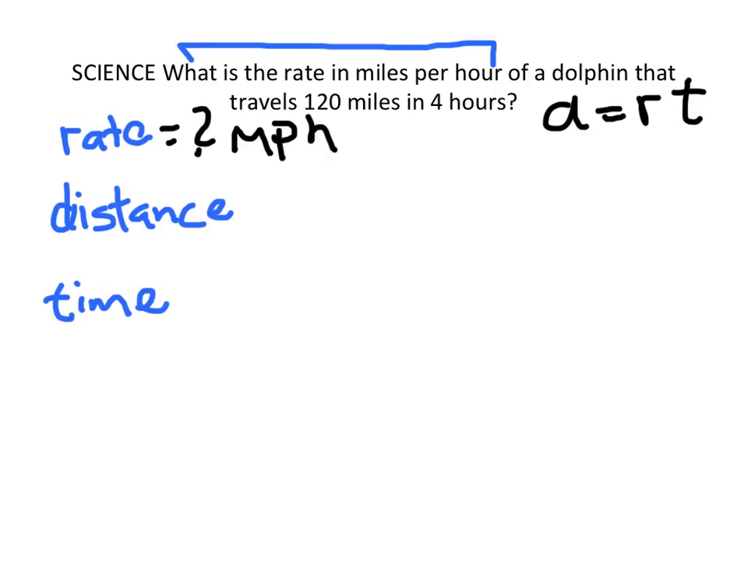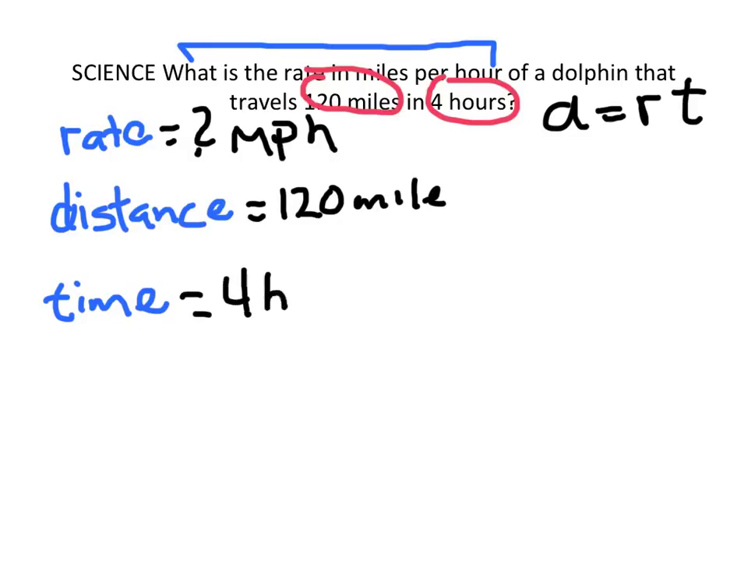Now distance is usually measured in feet, inches. So we're looking for a number that represents distance. And in this case, we can see it right here, 120 miles. So distance, or d, is equal to 120 miles. And then in our formula, t is time, and we're looking for a number that has a unit of time like seconds, and in this case we have it right here, 4 hours. So time is equal to 4 hours.